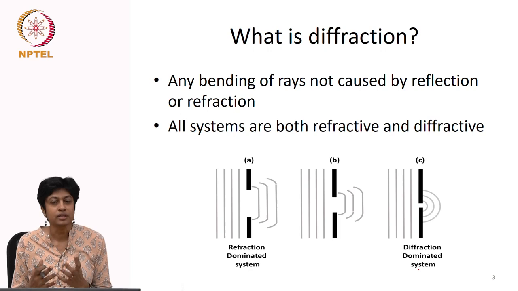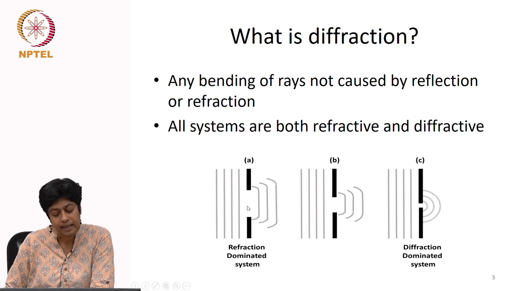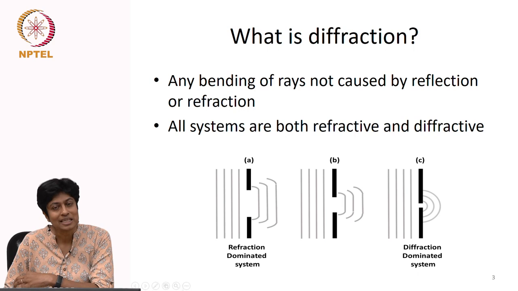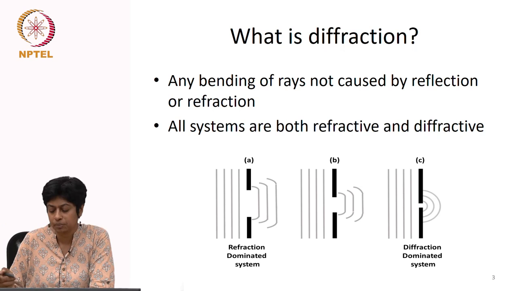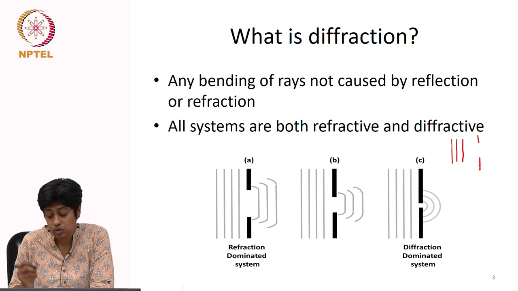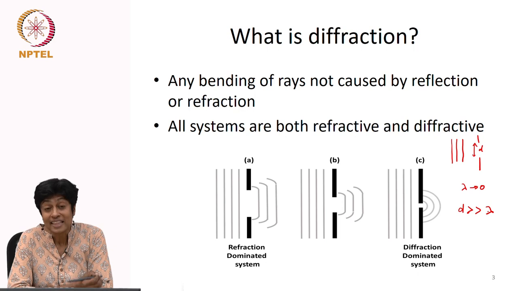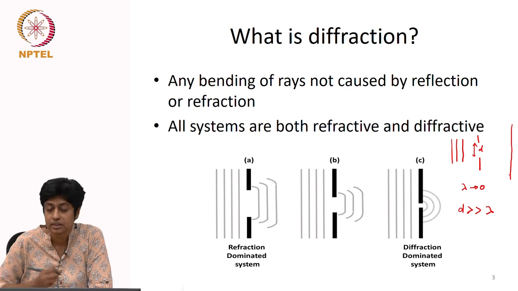So to understand that, let's look at three different cases. In all these pictures, you have a plane wave that is incident on an aperture. The only difference between these three pictures is that the size of the aperture is changing. Now, what do we expect from our very simple geometric optics picture? If you have a plane wave of light incident on an aperture, in geometric optics, we assume lambda tends to zero, or in other words, the size of this aperture D is very, very much larger than lambda. In that case, what would we expect if we looked on a screen some distance away?